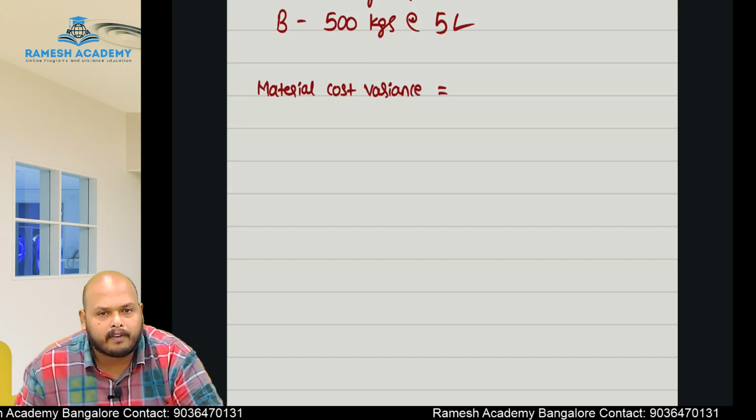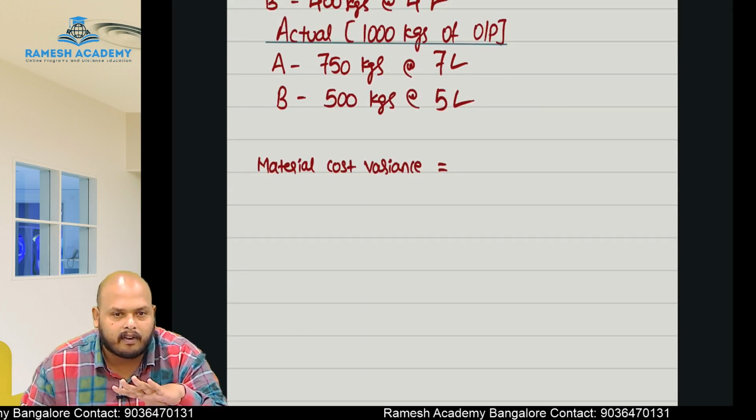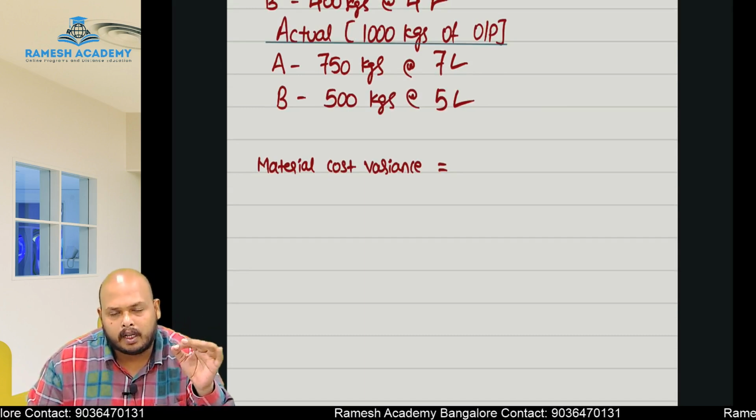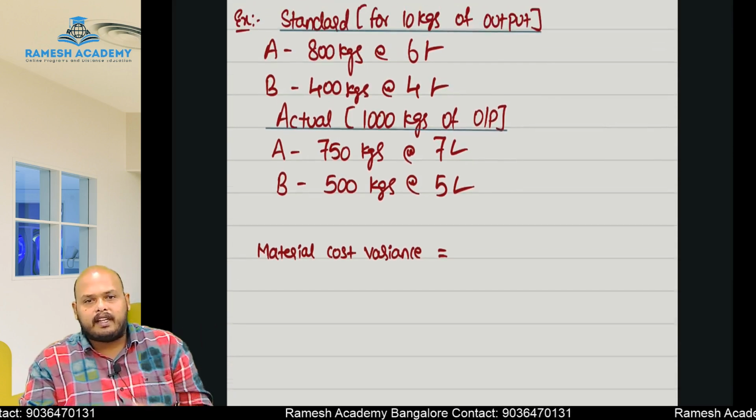So what is the formula for material cost variance? I am not going to discuss any formulas. Okay? We will discuss the formulas in the last. So what do you mean by this material cost variance, sir?